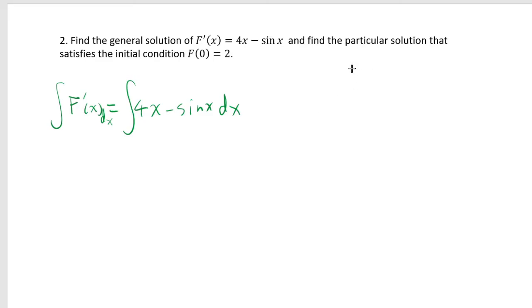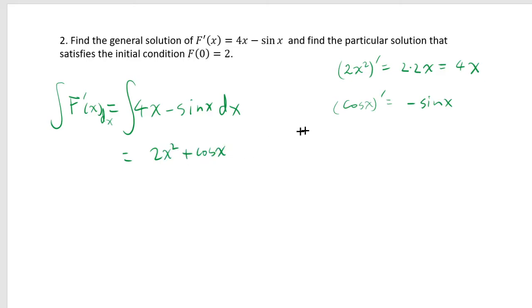Now, I think you can easily figure out what differentiates to 4x. 2x squared: 2 comes down, so it's 2 times 2x, right? So that's 4x. And also, what differentiates to negative sine x? Yeah, we also know that if you differentiate cosine x, you get negative sine x. So that means if we differentiate 2x squared plus cosine x, that's going to give you exactly 4x minus sine x. And just keep in mind that whenever you do an antiderivative, there's this integration constant which you have to figure out.